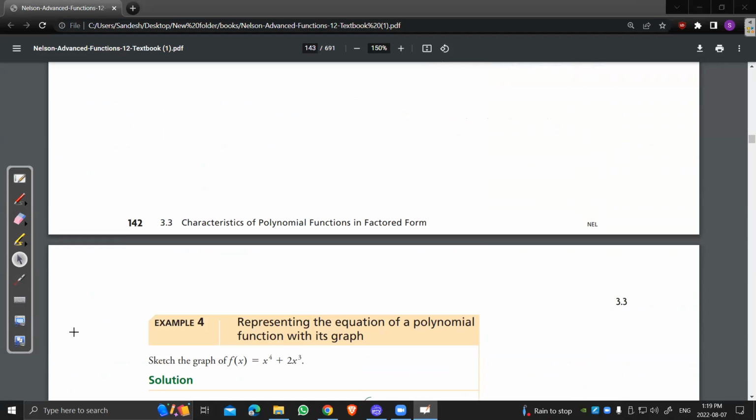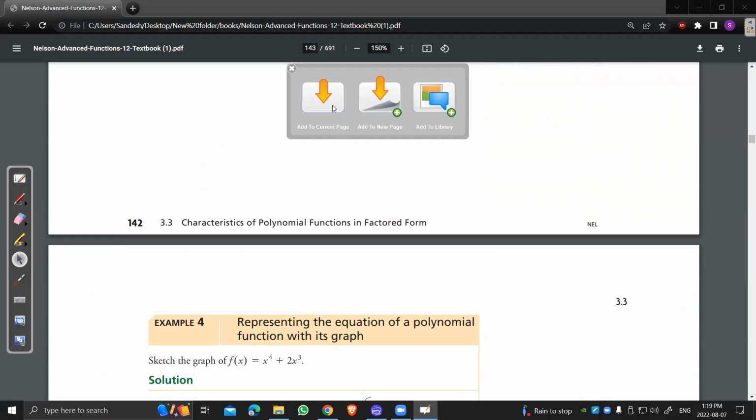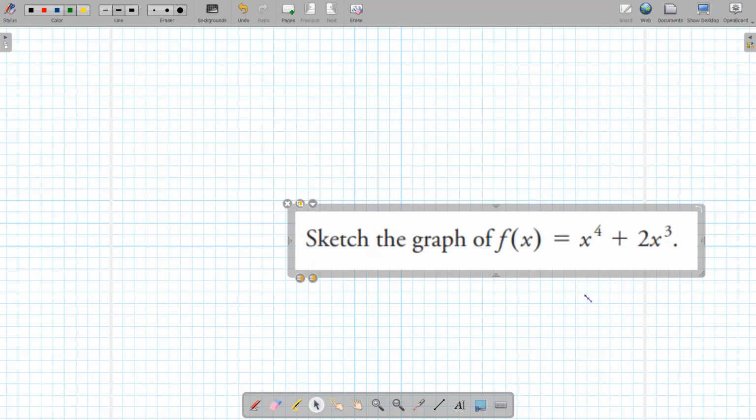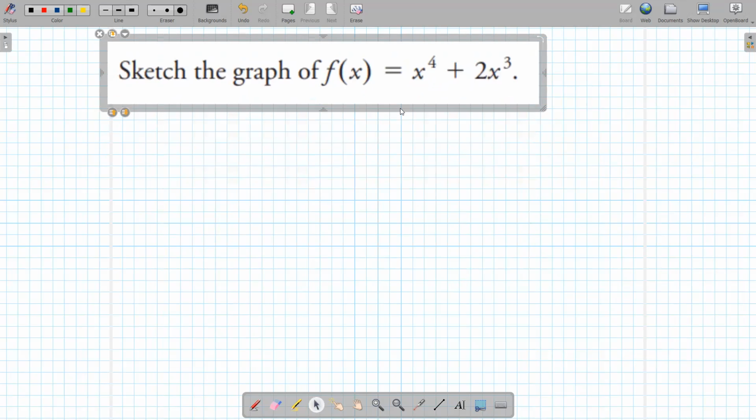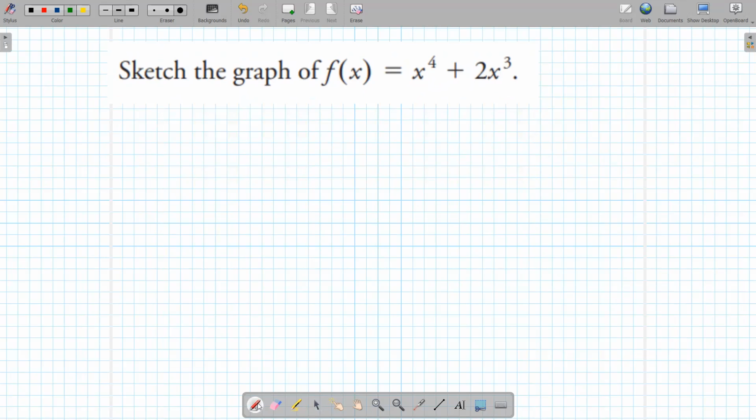Okay, here we go. Sketch the graph of this function. Is this in factored form? Factored form means there's going to be brackets. This is not in factored form. To sketch a graph, we need 3 things. Well, let's see. We definitely need the zeros. We need the leading coefficient, so we know if it's going up or down. And finally, we also need the y-intercept.